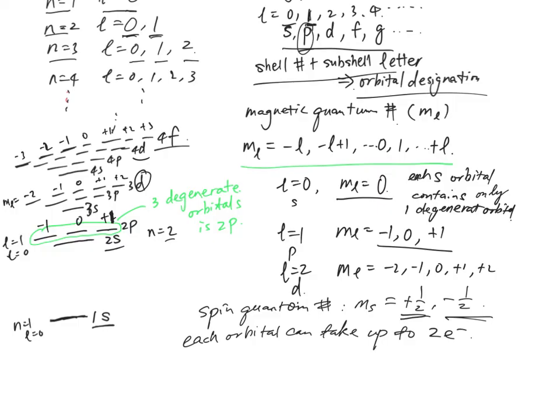Does that mean that each orbital would always have 2 electrons on it? No. Okay, what I'm saying is that each orbital can take up to 2 electrons. So that means it could take 0 electrons, could be completely empty. It could take 1 electron, or the majority of the time it's going to be taking 2 electrons.